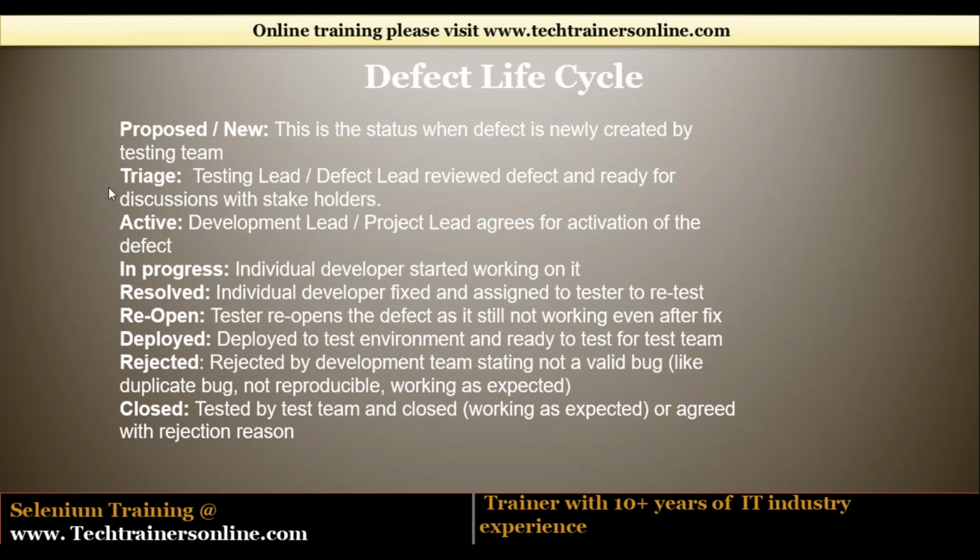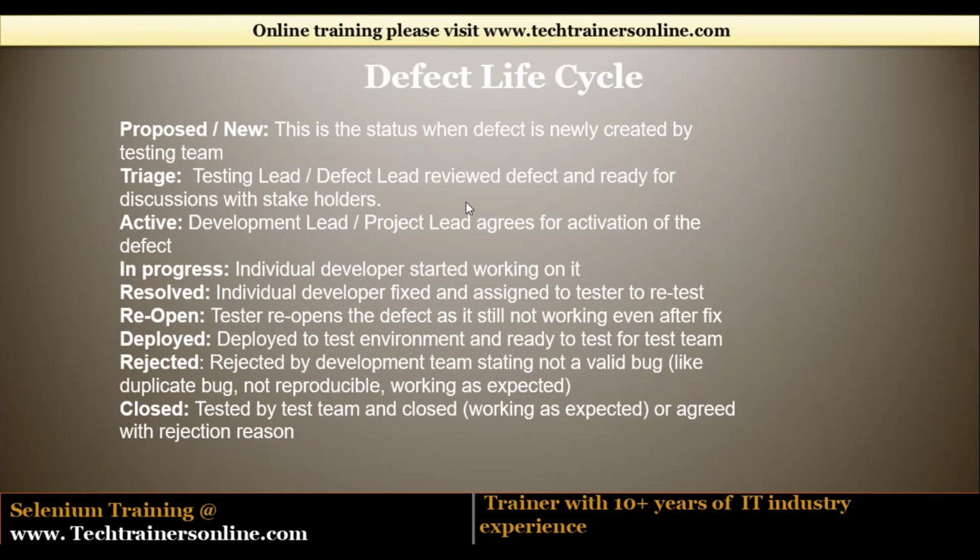Once you find a defect, raise it, and assign it to your supervisor or test lead, your test lead looks at the defect, and if the test lead finds it all correct and a valid defect, then the test lead is going to change the status of the defect to triage, which means that the team lead or defect lead reviewed your defect and it is ready for discussions with the stakeholders. So if I have a 20-member testing team, once a defect is raised, I would not directly take it to the developer to discuss. I'll schedule a call, which we generally call a triage meeting.